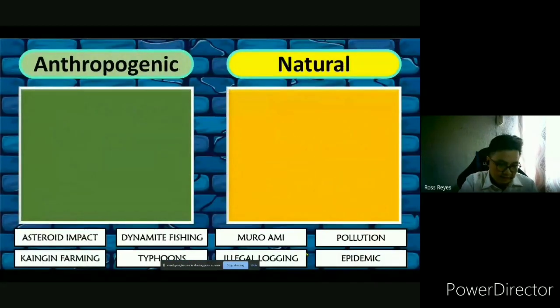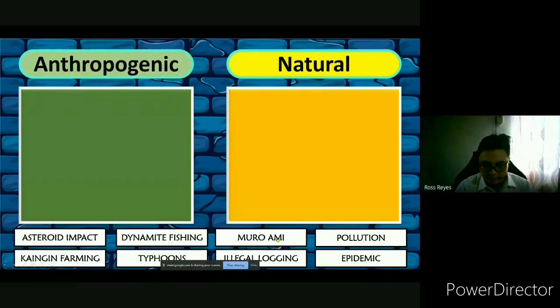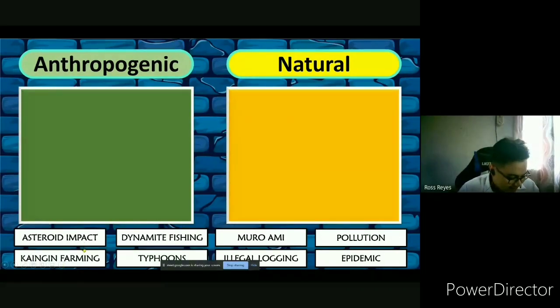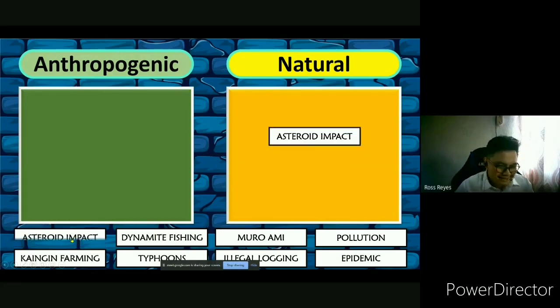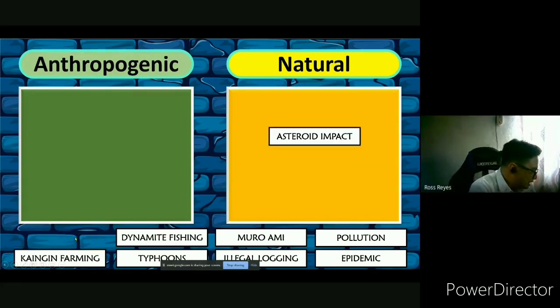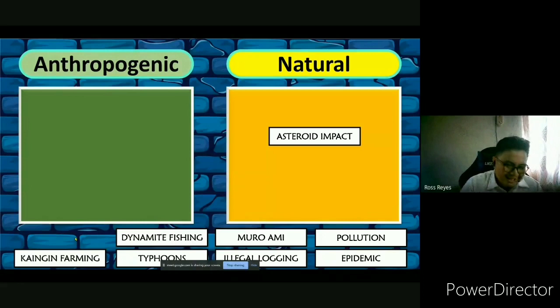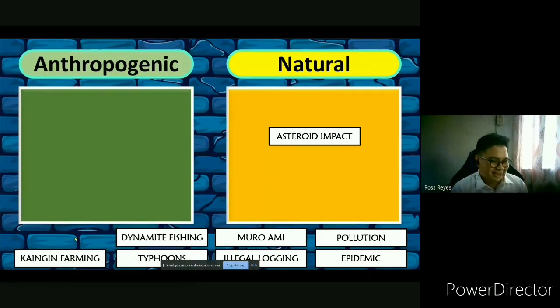Now, for our next activity, the words below are the factors that might affect species extinction. Let us now classify these following factors as anthropogenic or man-made and natural. All right? First, asteroid impact. Asteroid impact is a natural phenomenon. It is not man-made. We cannot control when the asteroid might affect us. Okay?